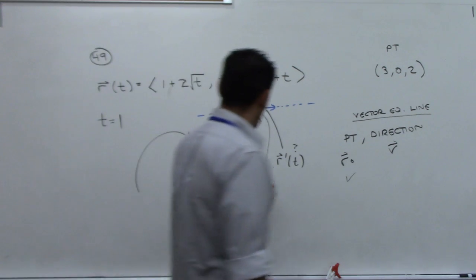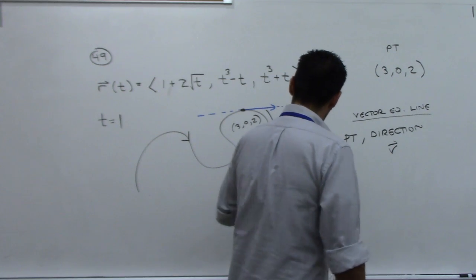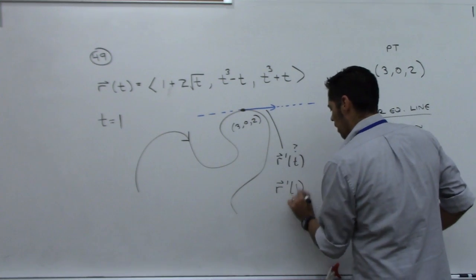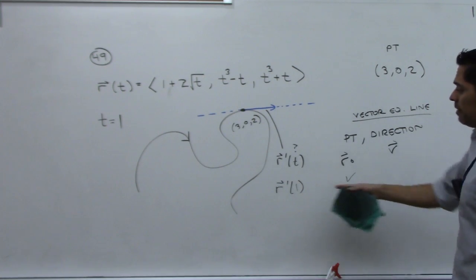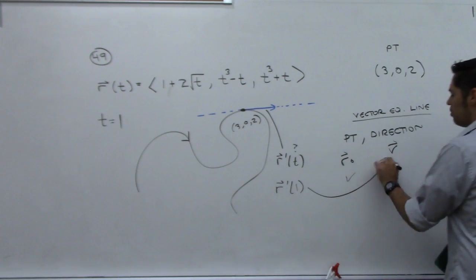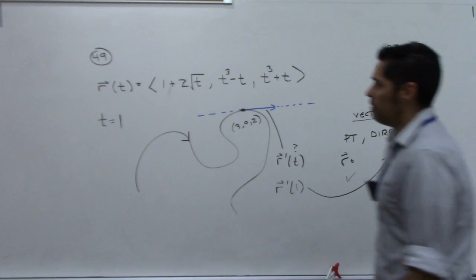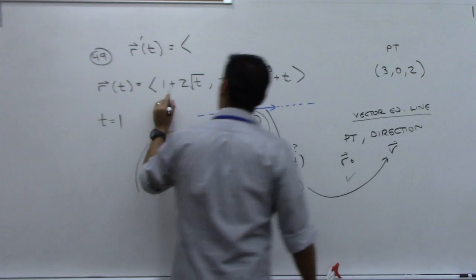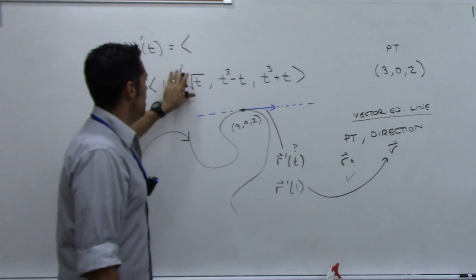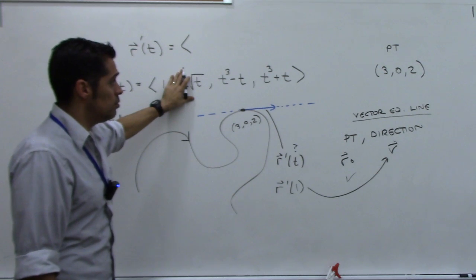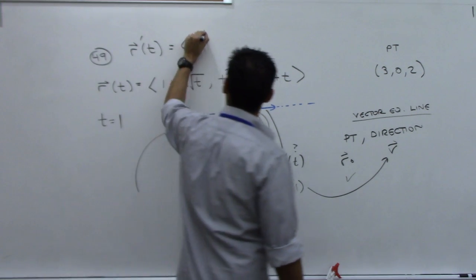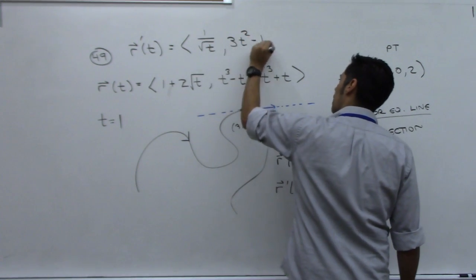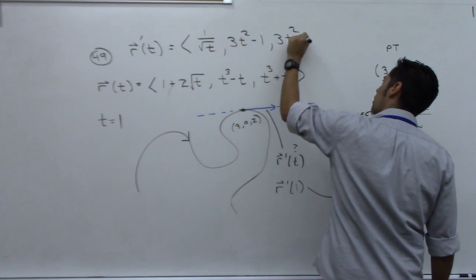So what I really want to know is what's the derivative here at 1? Right? That's what I want. So I first need the derivative. The derivative at 1 is equal to my direction vector of my line. So let me get my derivative first. The derivative of 1 is 0, derivative of this, cover the 2, so derivative of square root t is 1 over 2 root t, then times 2. So this is 1 over root t. And then derivative of this is 3t squared minus 1. Derivative of this is 3t squared plus 1.